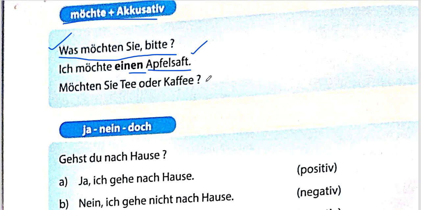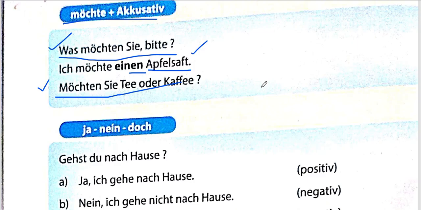This concept has already been explained. So if you want to ask someone, möchten Sie Tee or Kaffee? That means, would you like tea or coffee? This you'll usually see in restaurants. So you know what the answer would be.